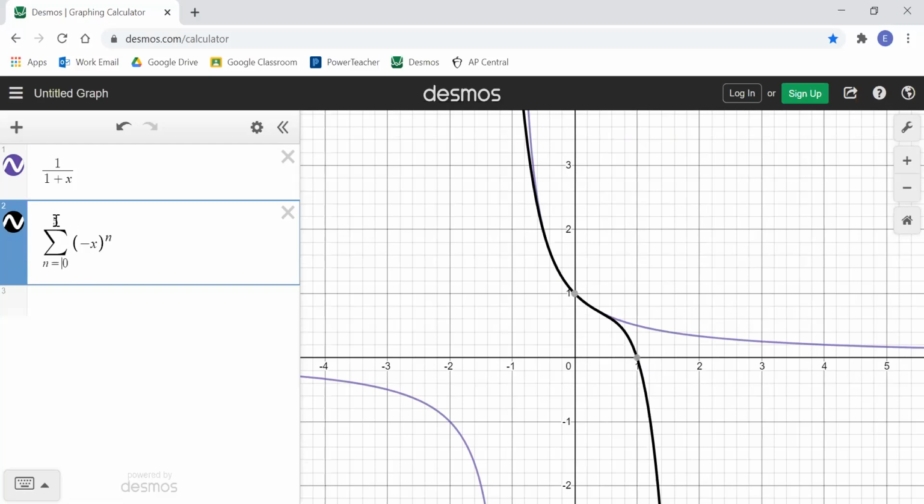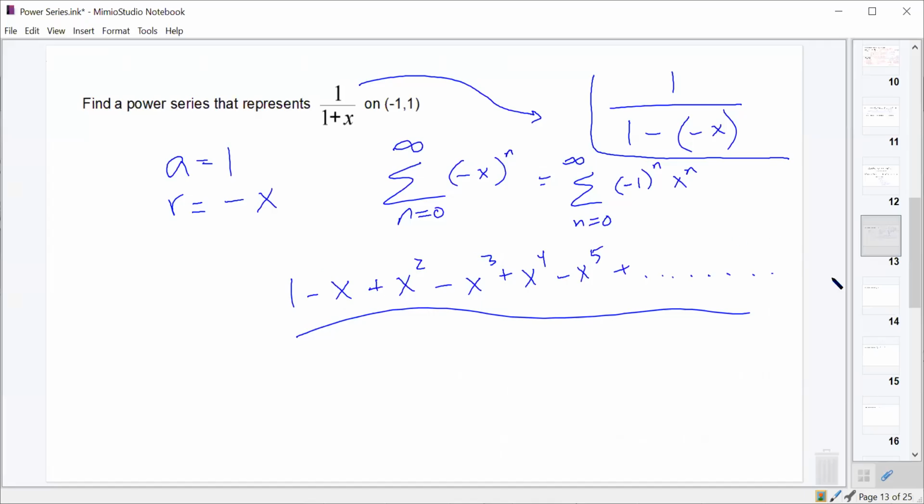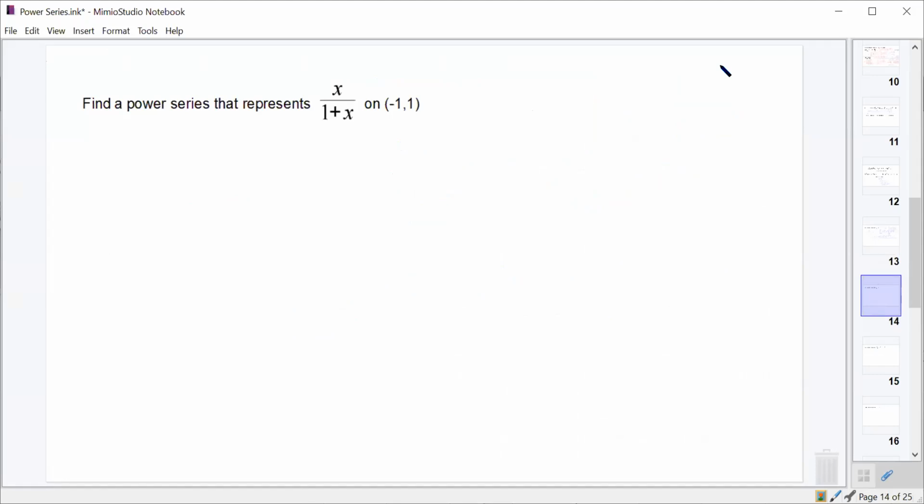I pump that up to like 50 and give it a second to evaluate it. And it looks really, really accurate along -1 to 1. It looks like we've done this correctly. Good or no? Cool. All right. Let's see if we can do another one.